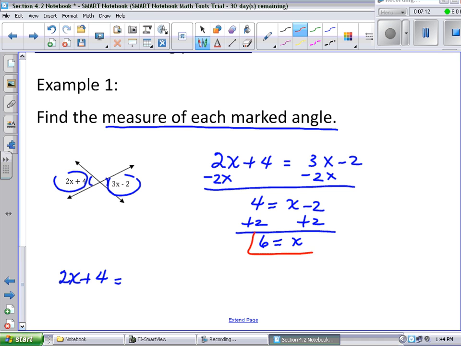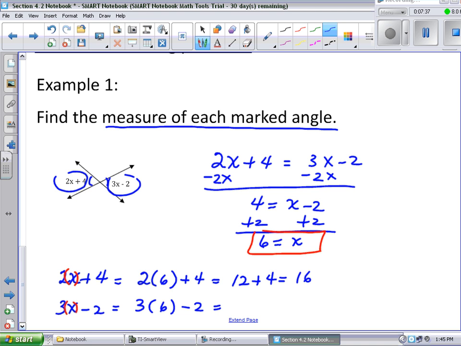I'm going to substitute in the 6 where the x is, and I'll have 2 times 6 plus 4, which would be 12 plus 4, which would be 16. And then I'll have 3x minus 2, and I'm going to substitute in 6 where the x is. 3 times 6 minus 2 is 18 minus 2, which is 16. Notice that both of these turn out to be 16 degrees, and this is a cross-check. They are supposed to turn out to be equal. They are equal, and they're both 16 degrees.